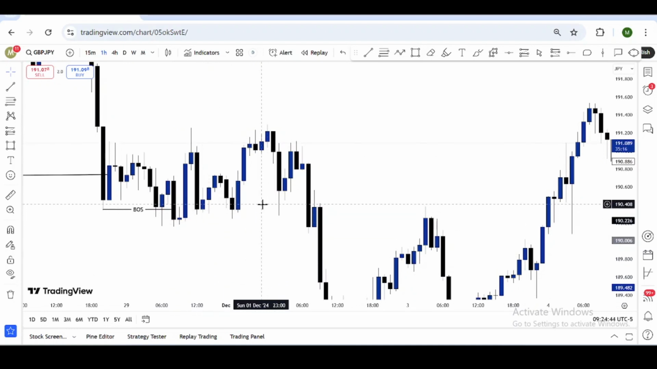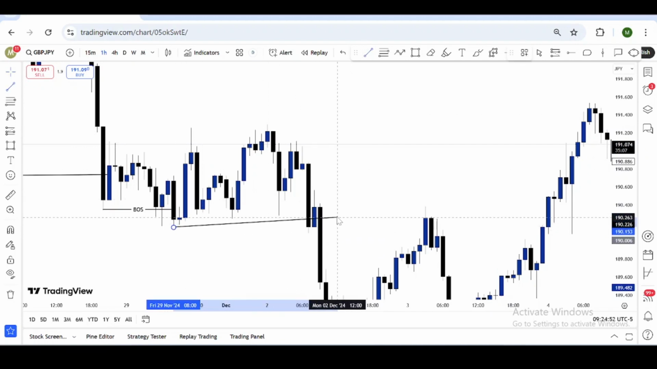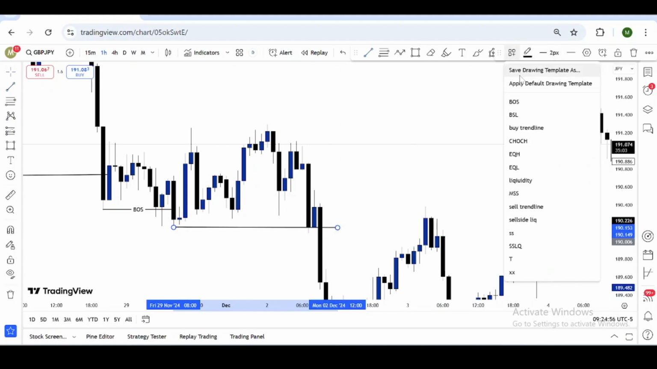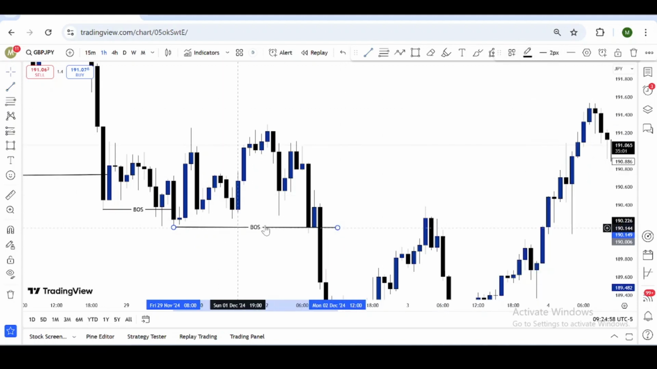Where do we have a break of structure? We are going to map the whole of this out. The last candle down here, just map this out like this and label it break of structure.